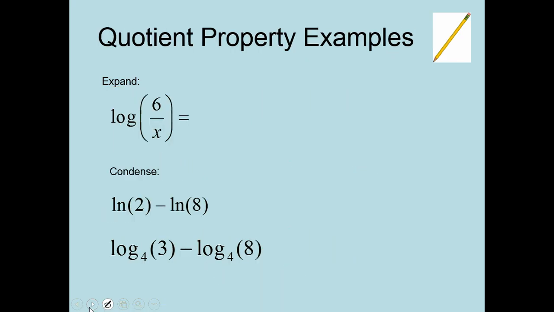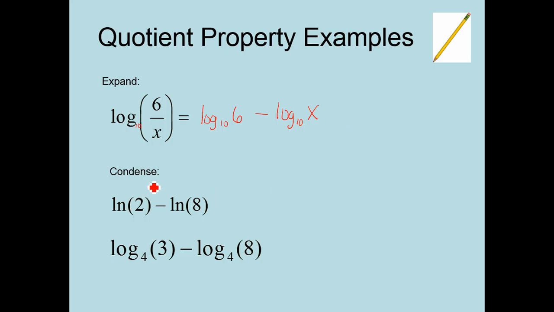So let's now look at the quotient property. Now with quotients or division, we're not going to add, we're going to actually subtract. So in this first one, we want to expand. This one has a log, no base. So remember, what does that mean? Base 10, right? So we have the log base 10 of 6 divided by x. So with division, when we expand it out, we'd have the log base 10 of the first thing, minus the log base 10 of the second thing, or the numerator minus the denominator. All right, we've expanded that expression out into two parts or two terms.